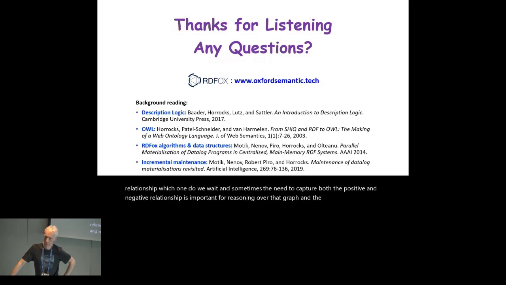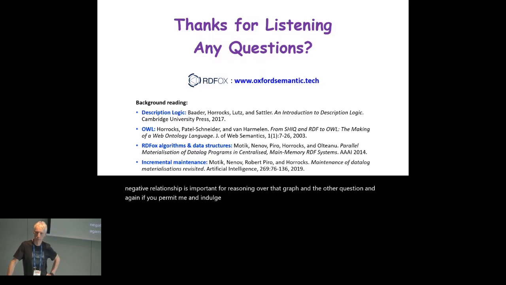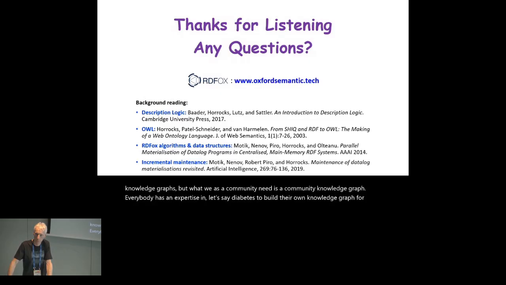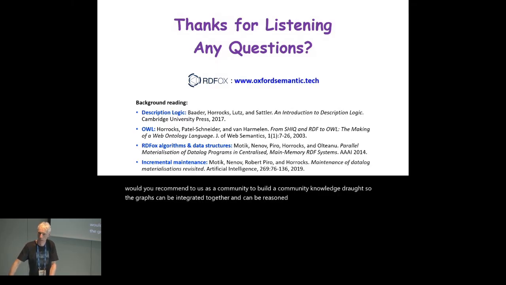And the other question, if you permit me to indulge: we have people building knowledge graphs, but what we as a community need is a community knowledge graph. Somebody with expertise in, let's say, diabetes builds their own knowledge graph for diabetes, and somebody else comes along with the cancer knowledge graph. How would you recommend we as a community build a community knowledge graph so the graphs can be integrated together and reasoned over together?